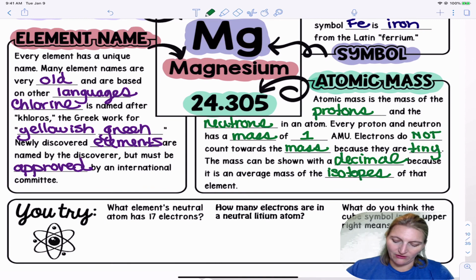On the bottom of this, there are 3 questions for you to try. You're going to need to look at a periodic table to answer most of these. And we'll go over the answers next time that we are in class.